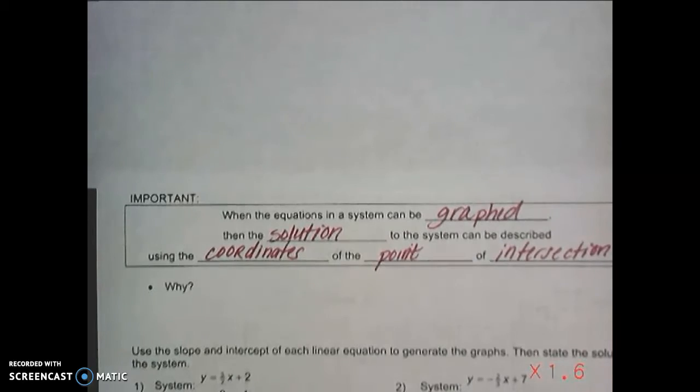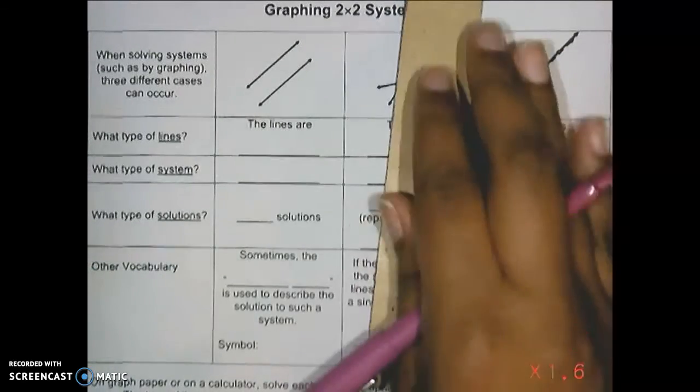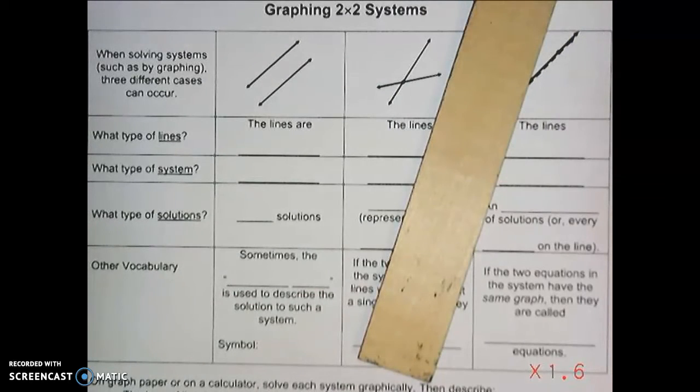Okay, so you may be saying, Miss Gable, what do you mean? Hold on, I'm going to let you know. So let's go one by one and look at the lines. Now I'm just going to cover this up because I want this out of your view. So the first thing that we have to consider is what type of lines we have if we end up graphing these things.